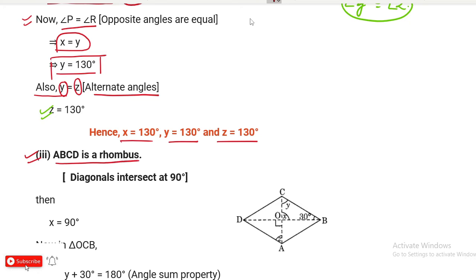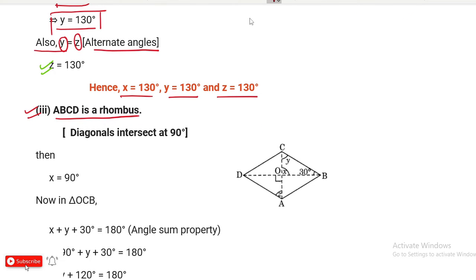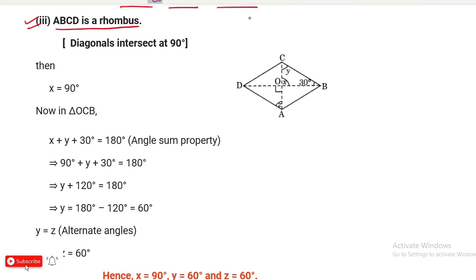Now the third. ABCD is a rhombus. Here the given figure is a rhombus. As a property of the rhombus, we know that the diagonals of the rhombus perpendicularly bisect each other. Then we have to find out the value of x. Here are the x, y, and z. If it is perpendicular, that means the value of x is 90.